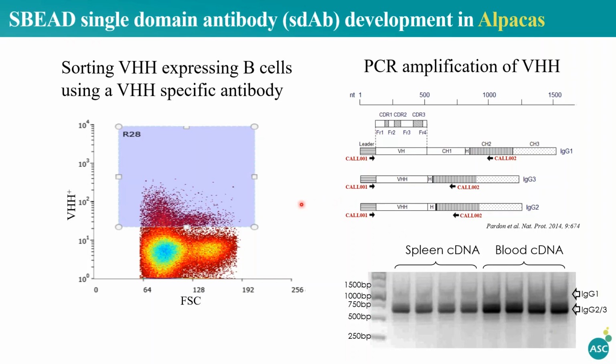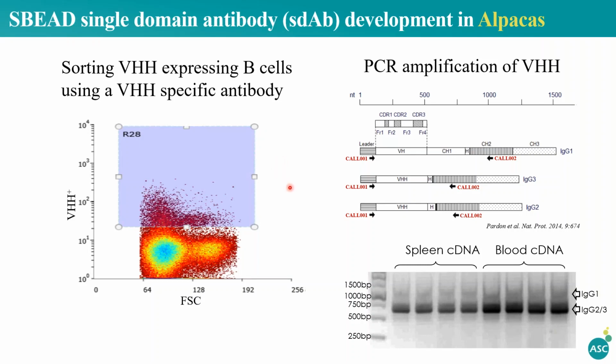I would like to use the last 2 slides to show you examples of SBEAD application in a different animal, which is alpaca. Alpacas are now frequently used for single domain antibody development. Phage display or yeast display are almost the dominant method used for such applications. We started to test if the single B-cell method SBEAD can be used to derive single domain antibodies more rapidly.